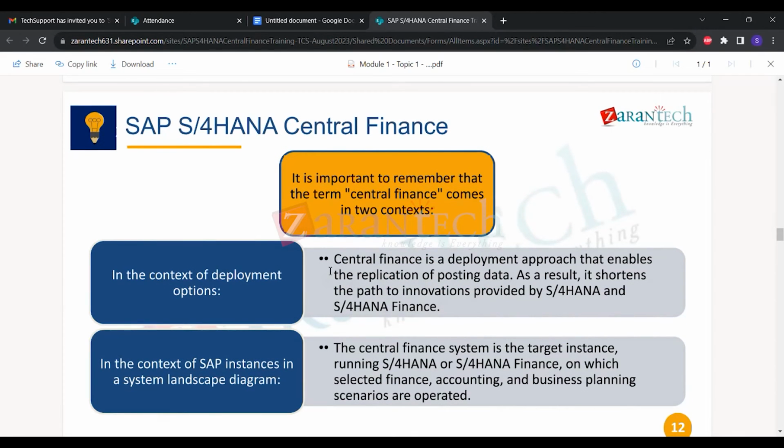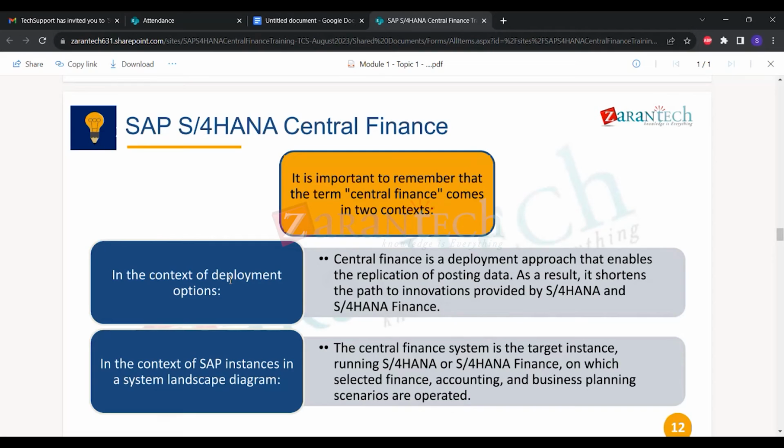Okay, coming to central finance, how it is usually discussed. One is the deployment options, which we have already discussed in the earlier slides. In general, when people say central finance, they mean that they want to have central finance for consolidation purposes, or they want to deploy central finance. Second, as I said in the first slide, it's about the landscape transformation.